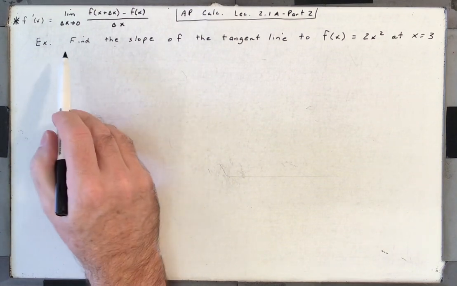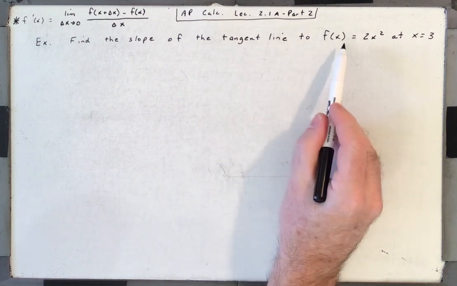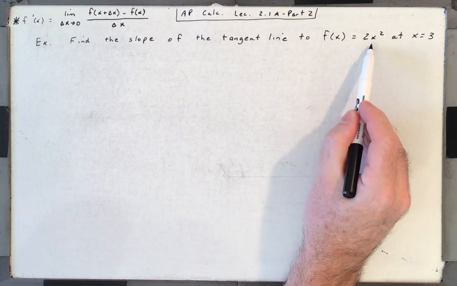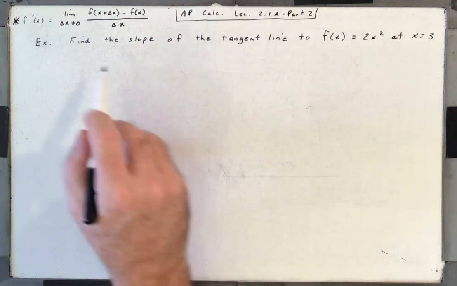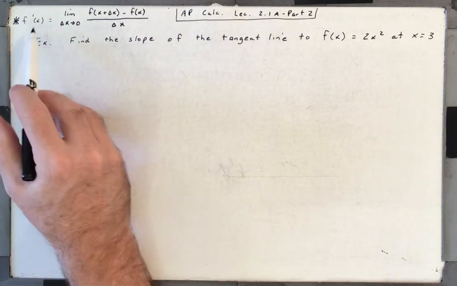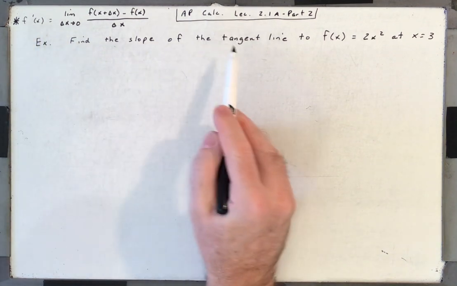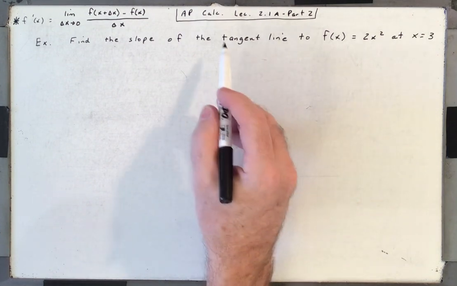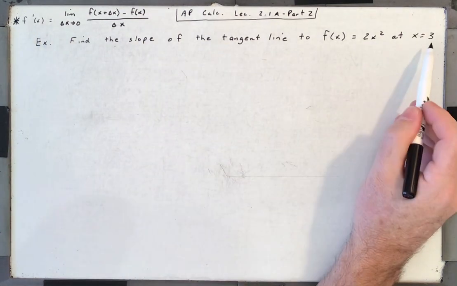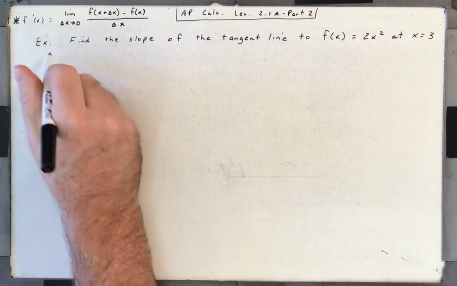So our first example is find the slope of the tangent line to f of x equals 2x squared at the point x equals 3. Okay, so that's all that f prime of x tells you. The derivative tells you the slope of the tangent line. And so first of all, we're going to find f prime of x, and then we're going to plug in 3 to that to get the slope. Okay, so we're going to start.